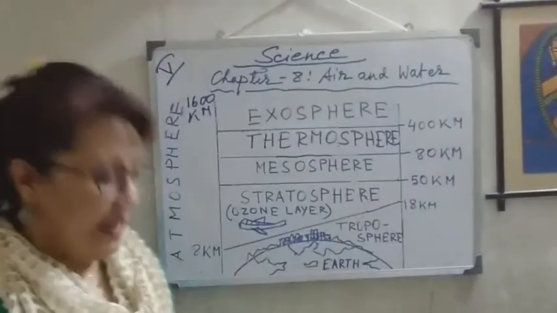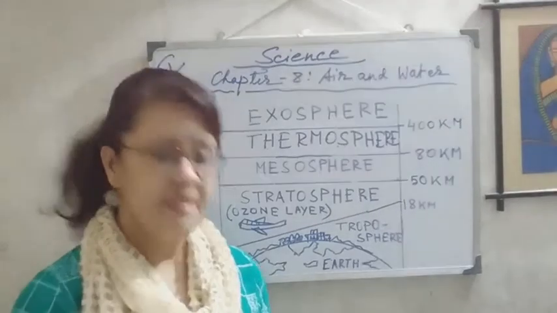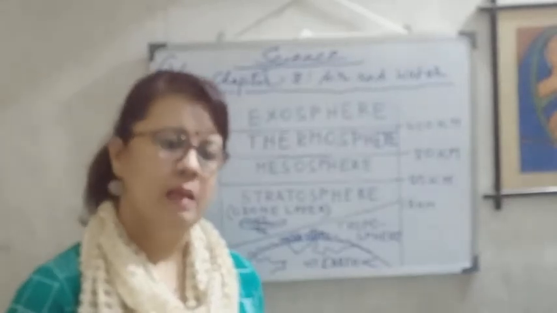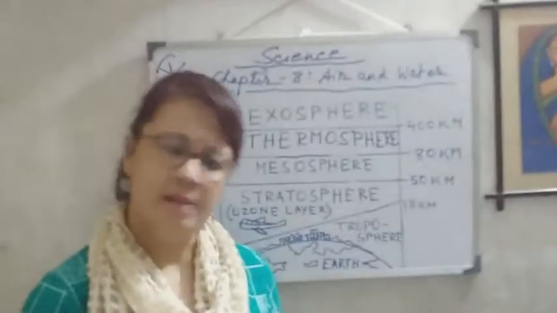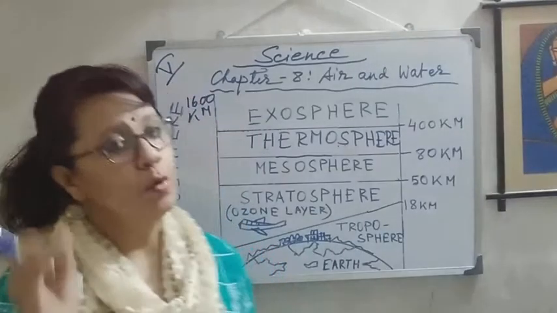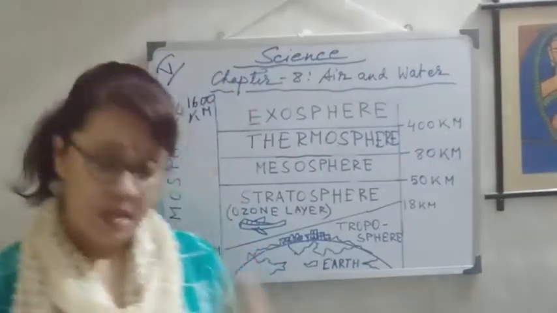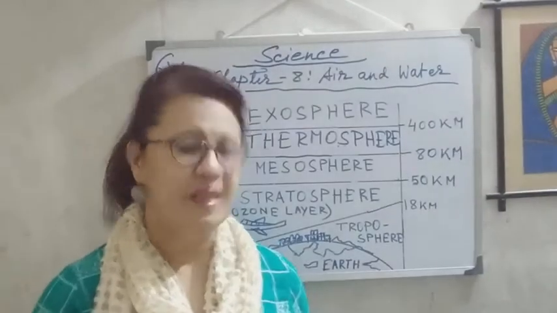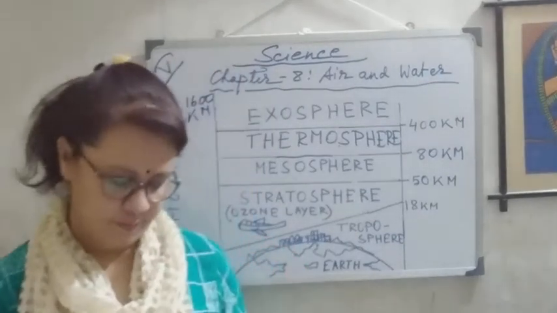Actually, our planet Earth supports life only because of air and water. The presence of air and water makes our planet Earth a place where animals, plants, and any living organisms can live. Our Earth is the only planet in our solar system which supports life due to air and water. Our Earth is surrounded by a blanket of air that is called the atmosphere.